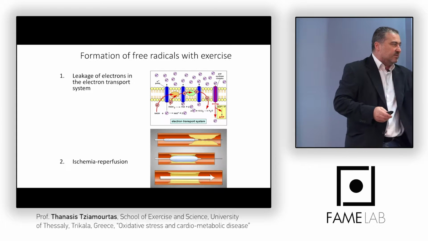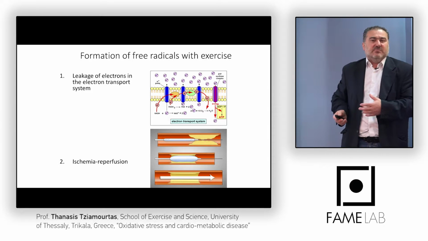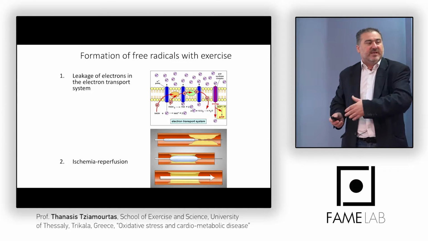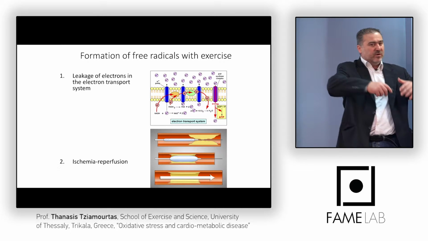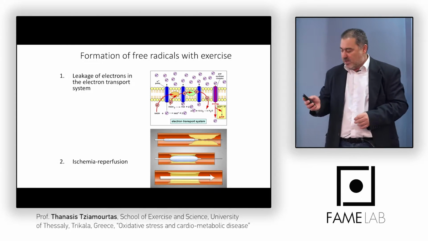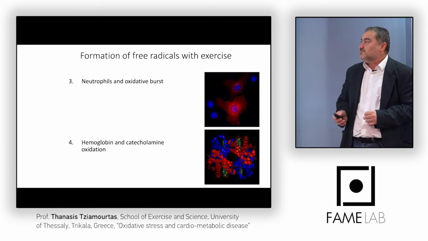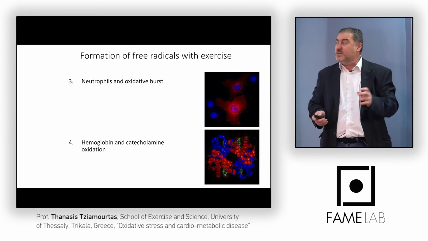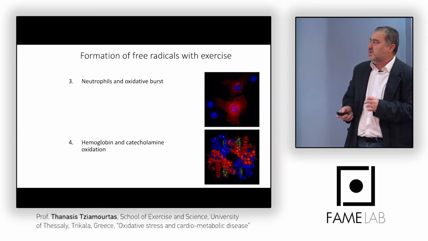So free radicals are going to damage part of the heart, and at the same time, the same thing can happen in our muscles and in general in other cells in our body. A third way is through neutrophils and oxidative burst.